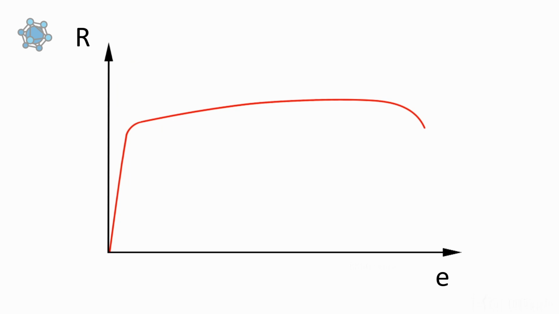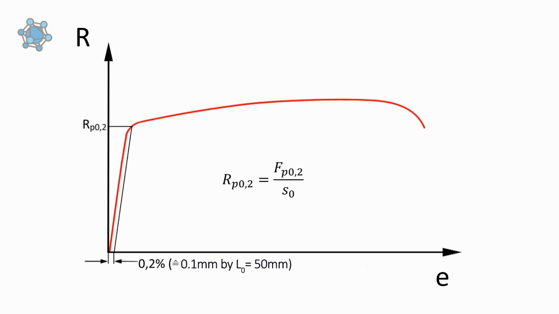Again, let's take a look at the diagram in detail. Since we don't have a distinct yield strength here, we need a substitute value. In this case, the 0.2% proof stress, RP0.2. This is determined by a parallel along the elasticity region's line at 0.2% strain. The calculation is analogous to the previous test. That is, RP0.2 is the force at the 0.2% yield stress, divided by the original cross-section, or S0.